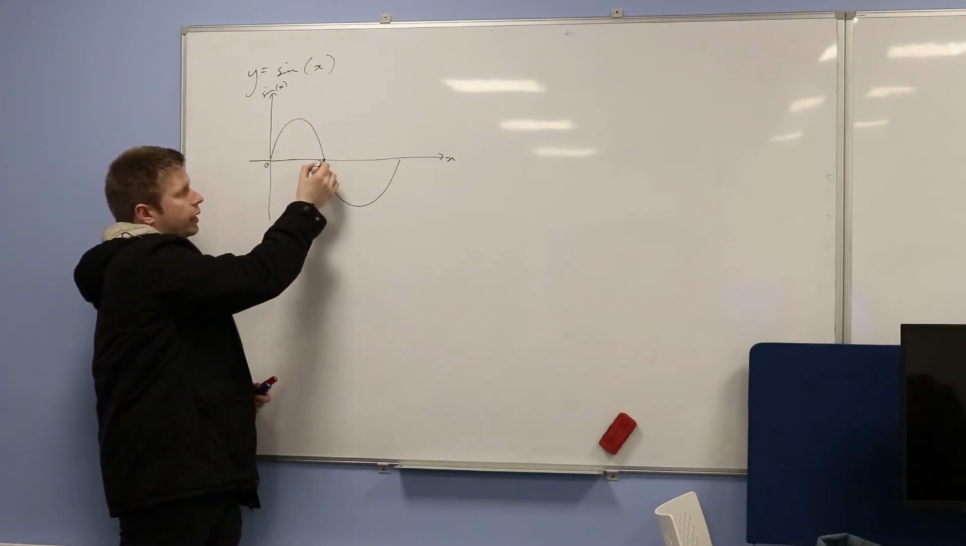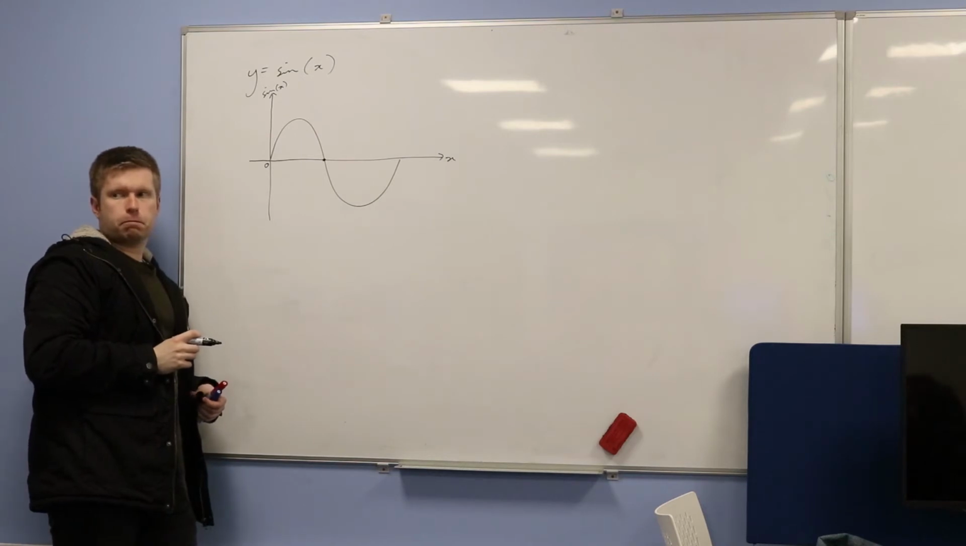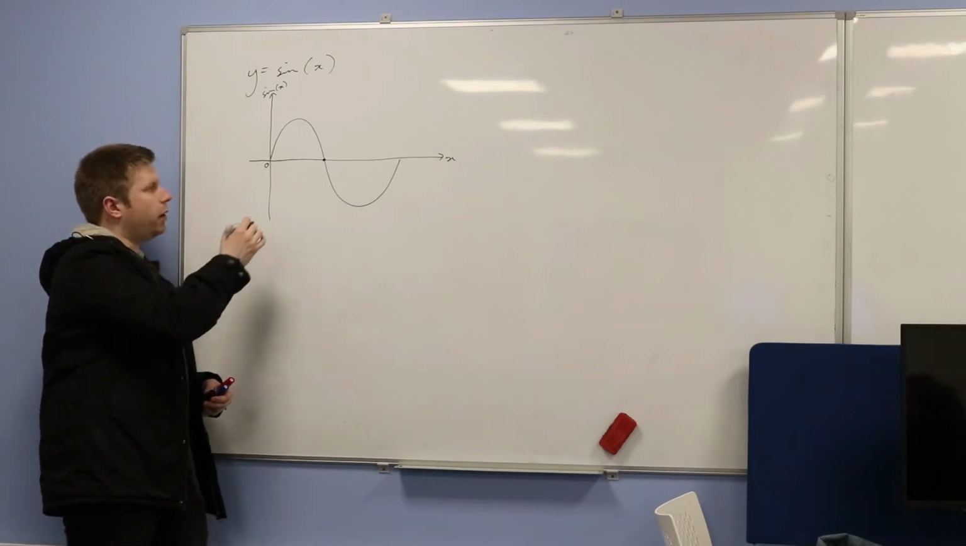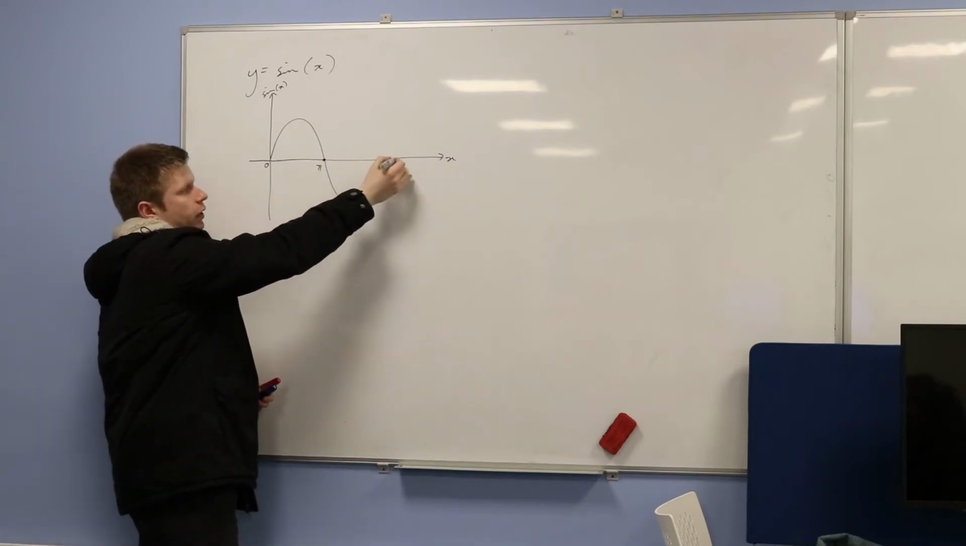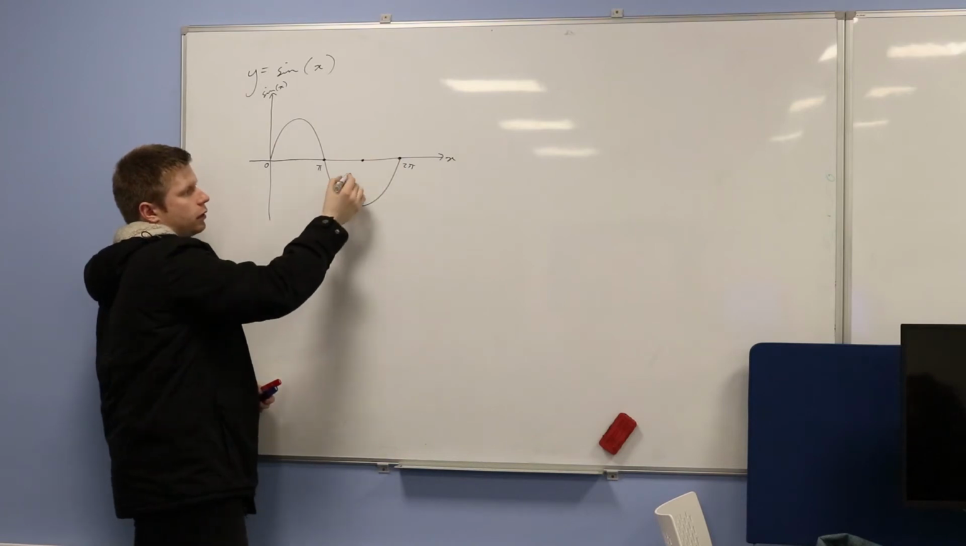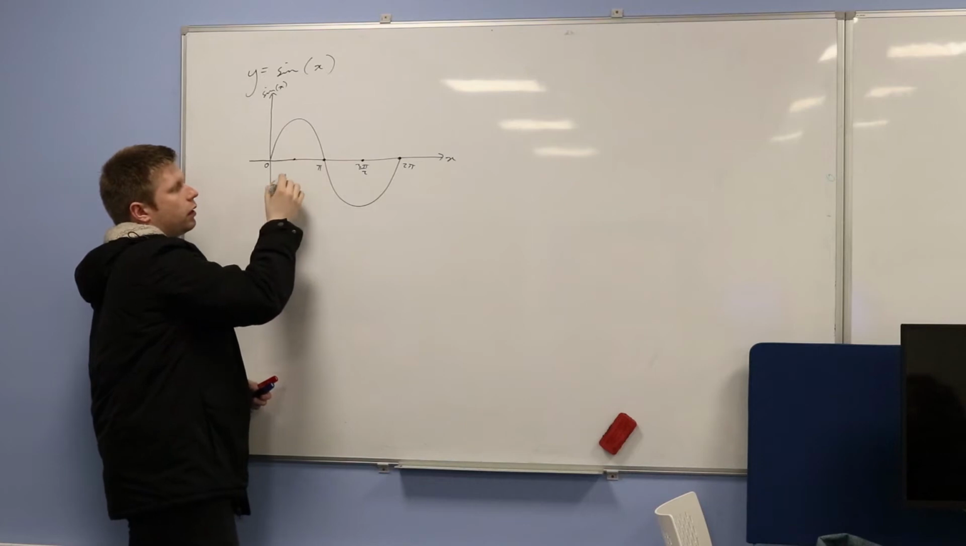What's this point here? y equals 0. What's my x value? Pi. It is pi. Good. What's this value over here? 2 pi. 2 pi. What's this value here? 3 pi over 2. Yeah, 3 over 2 pi. What's this point here? Pi over 2.